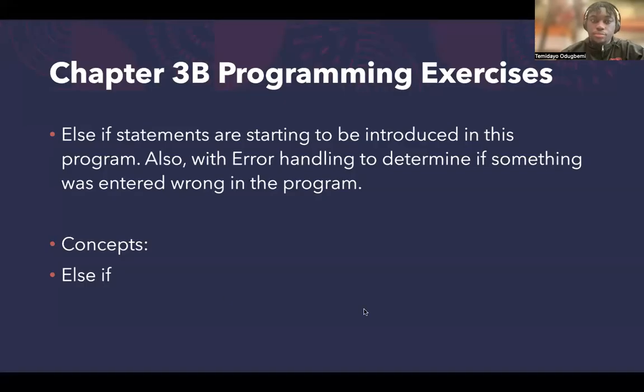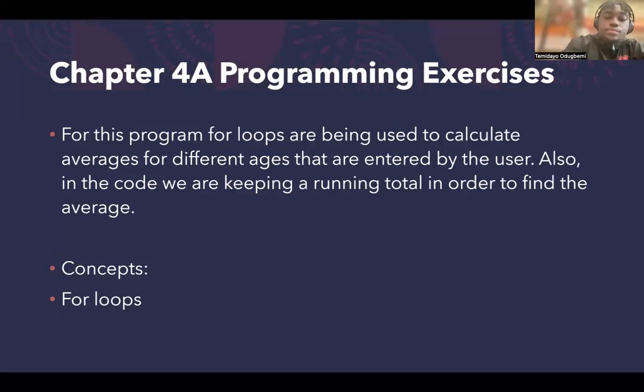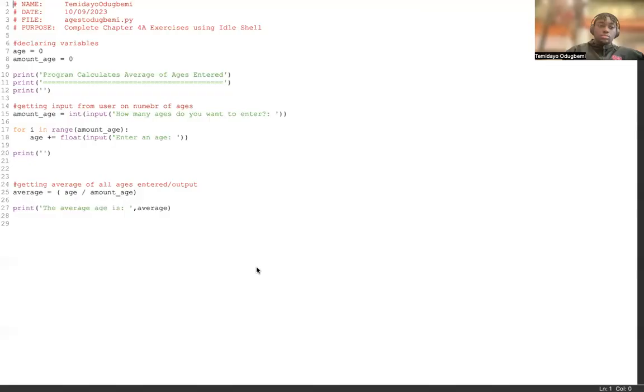Let's keep on progressing. You go to 4A. For this program, for loops are being used to calculate averages for different ages that are entered by the user. Also in the code, we're keeping a running total in order to find the average. And the concept for this one is for loops, by the way. Let's see this. These for loops right here.